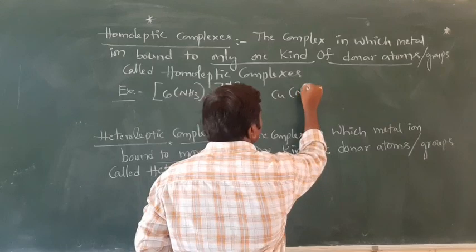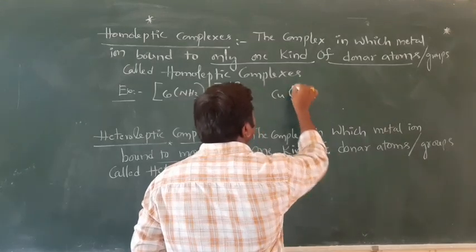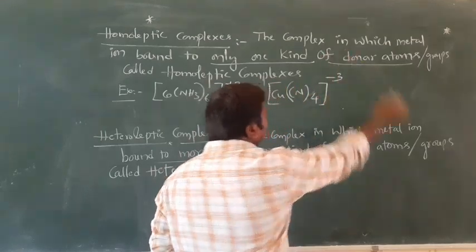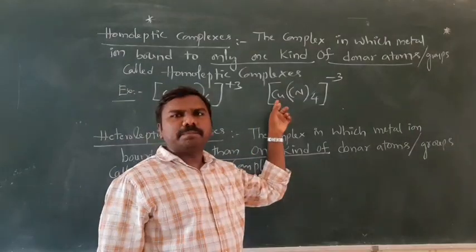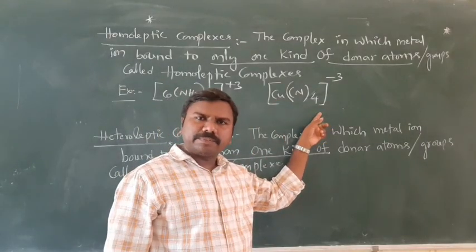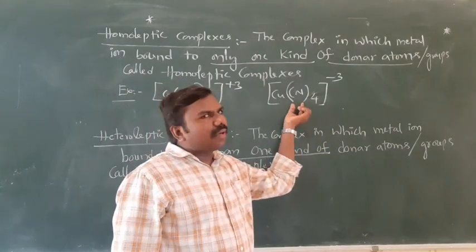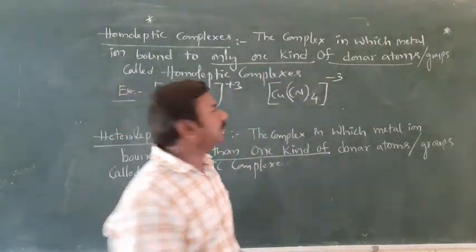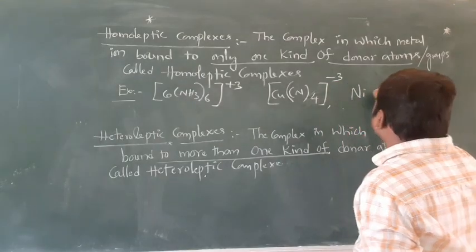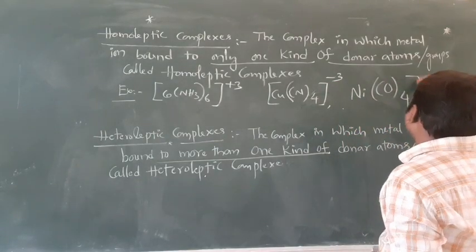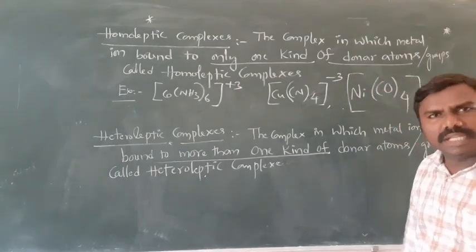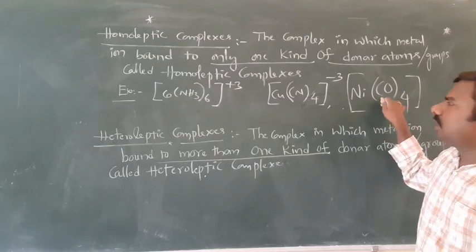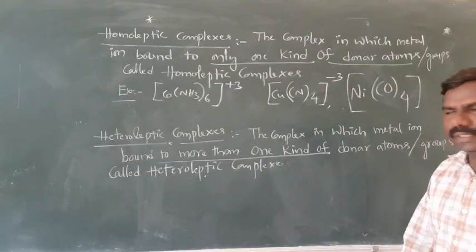[Cu(CN)4]3-. In this complex, copper is the central atom. 4 cyanide ions are there totally. So these 4 are cyanides only, but not others. That's why all are the same ligands, homoleptic. Next, Ni(CO)4. The central atom is nickel. All the 4 ligands are carbonyl groups only, but not others. That's why it is a homoleptic complex.